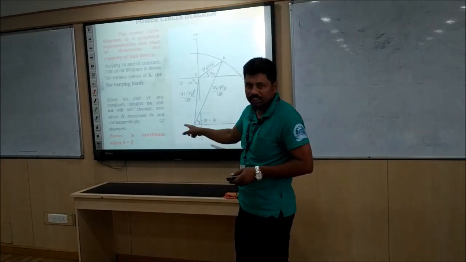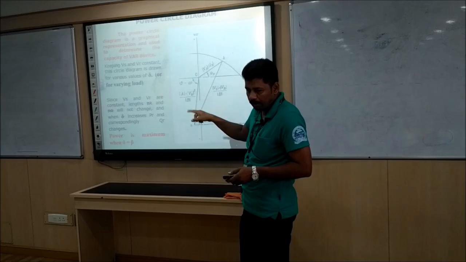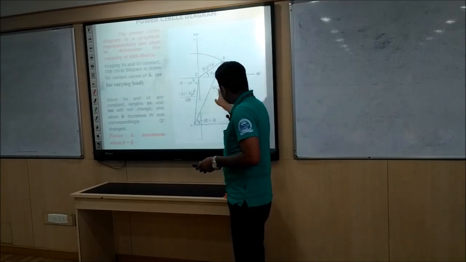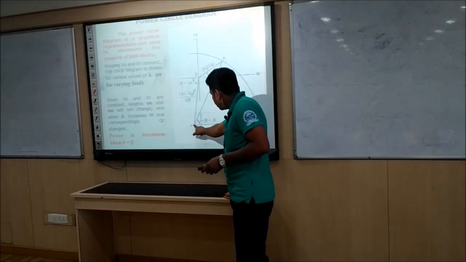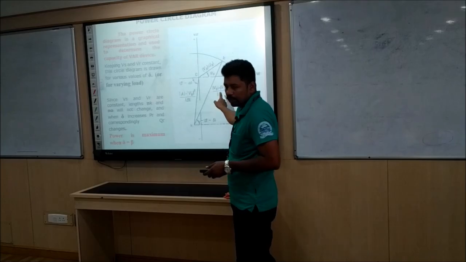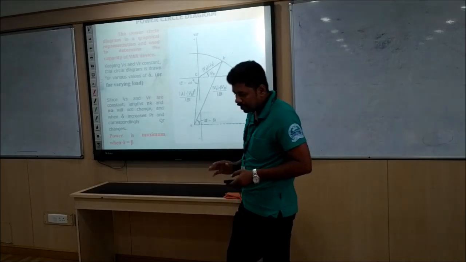Then to find the radius of the circle, radius is Vs into Vr by B. To find the radius of the circle, what you have to do is use this operation Vs into Vr by B. From the center of the circle, draw an arc for the radius Vs into Vr by B. Okay.